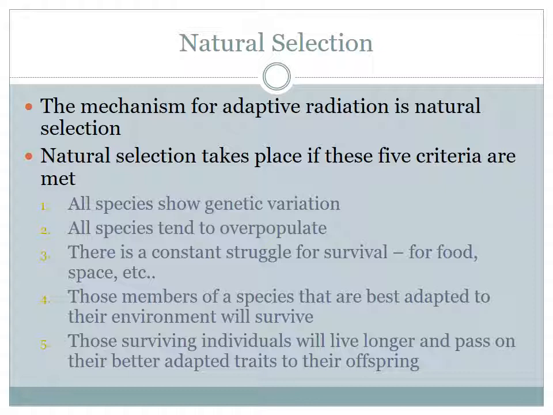The fourth criteria is that those members of a species that are best adapted to the environment will survive. If you can't get food, you could starve to death. If you don't have proper shelter or proper access to medical treatment, you don't survive, you die. And the fifth criteria is that those surviving individuals will live longer and pass on their better adaptive traits to their offspring. So if you have survived up to this point, you make babies and those babies share those better traits to survive.